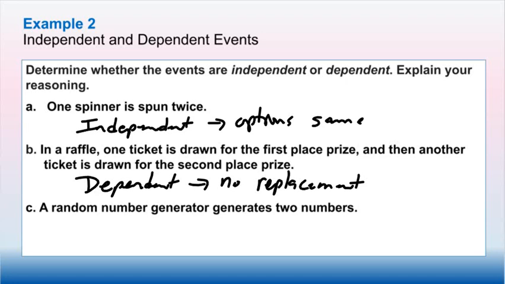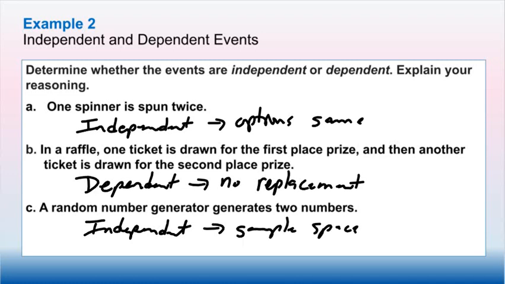A random number generator generates 2 numbers. Generating 2 numbers, these are independent. The sample space stays the same. So once you pick a number, it doesn't take it out of the generator. You still have that possibility of picking that number again.